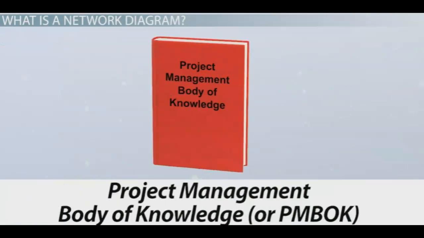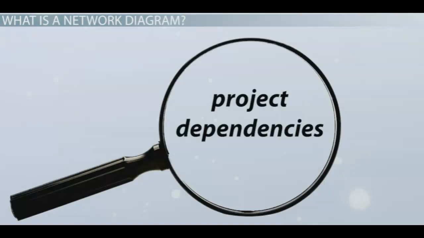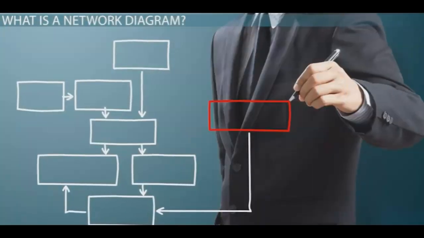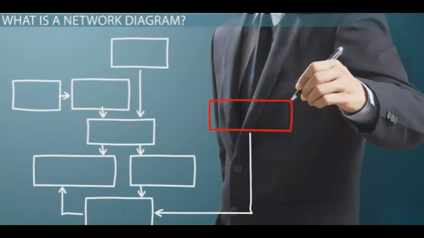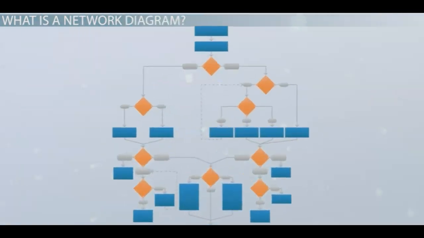Project Management Body of Knowledge, or PMBOK, states that network diagrams help you identify your project dependencies, which means to identify the sequence of your project activities in your work breakdown structure. PMBOK also states that a project schedule network diagram is one of your project artifacts, which is the term used for an input for developing your project schedule.